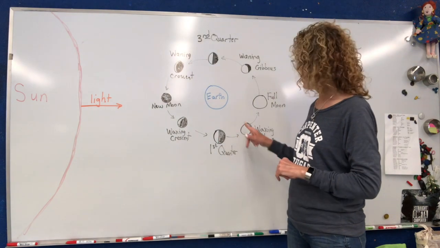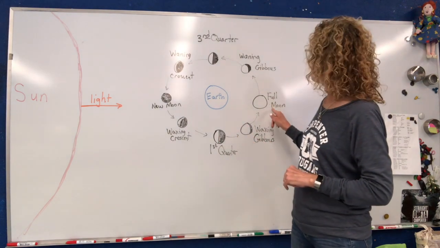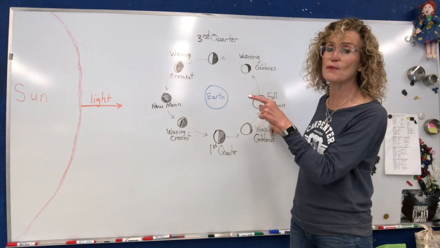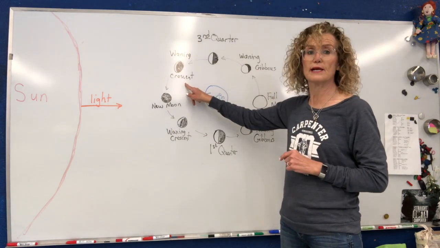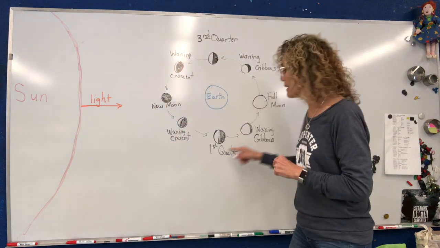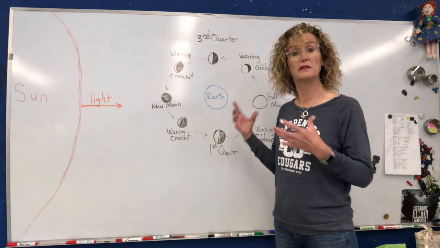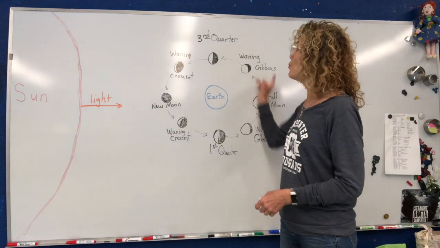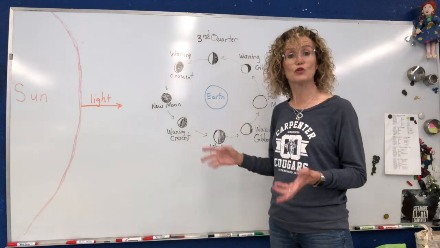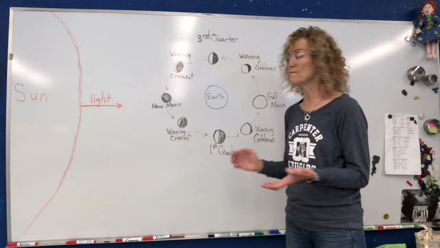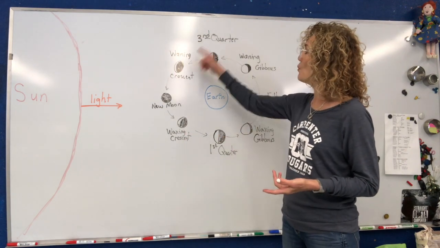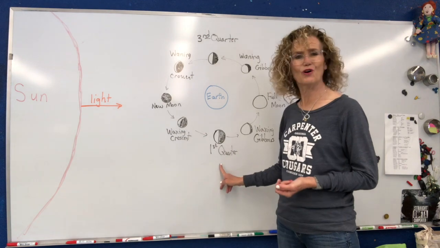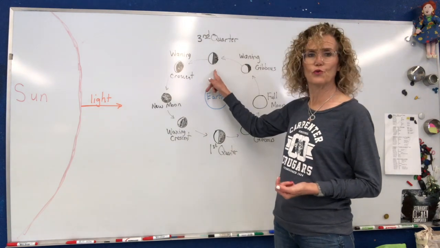First quarter, waxing gibbous, full moon, and now it's going to get smaller, waning gibbous, third quarter, waning crescent. So waxing means to get bigger, so the light gets bigger, and waning means to get smaller, so the light appears to get smaller. So waxing moon, waning moon.